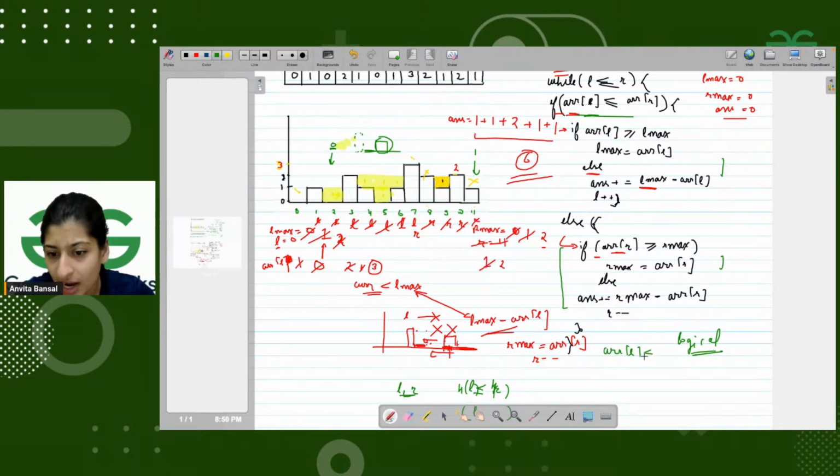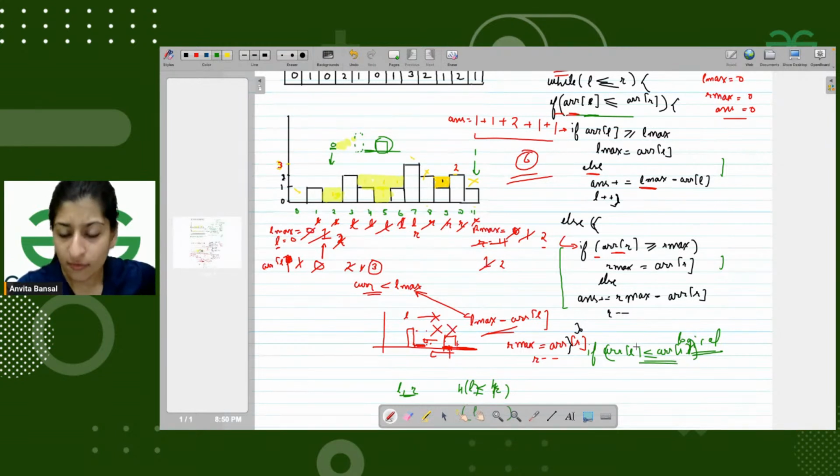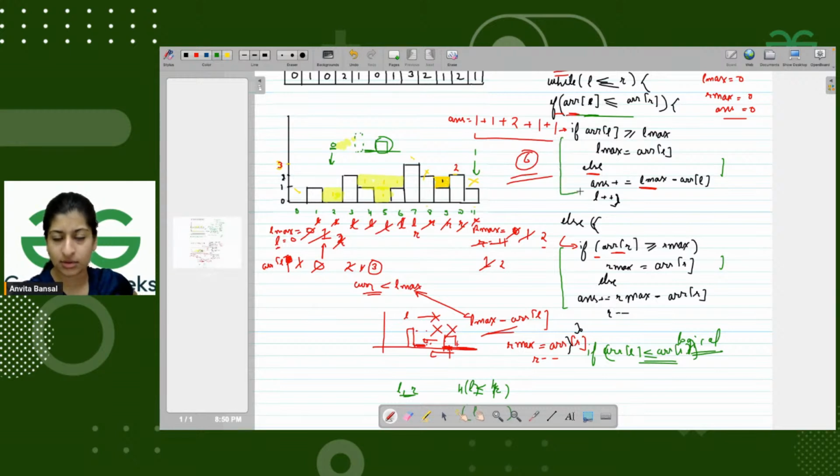If ARR of L is less than or equal to ARR of R, this if condition itself is handling a lot of things. For whichever index I am at, it checked that at the right I have some tower which can store water if I have to. So I don't have to worry about the right side. Now just be worried about the left. So for that I make these comparisons.